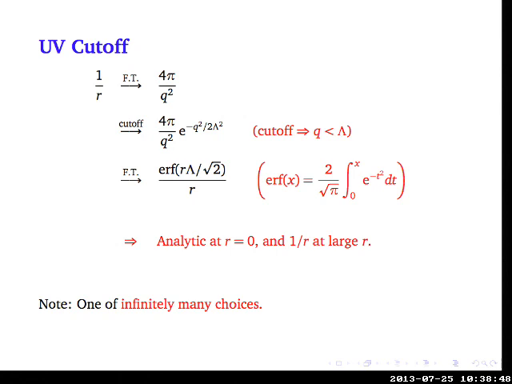If you then Fourier transform back, you realize that I've multiplied 1 over r by an error function. Familiar sort of regulator, actually. I like this particular one because it actually makes the potential, instead of being singular at r equals 0, analytic in r. And that has some advantages later on, which is why I picked this particular choice, but you don't have to use this. Again, it really doesn't matter how you do this cutoff.